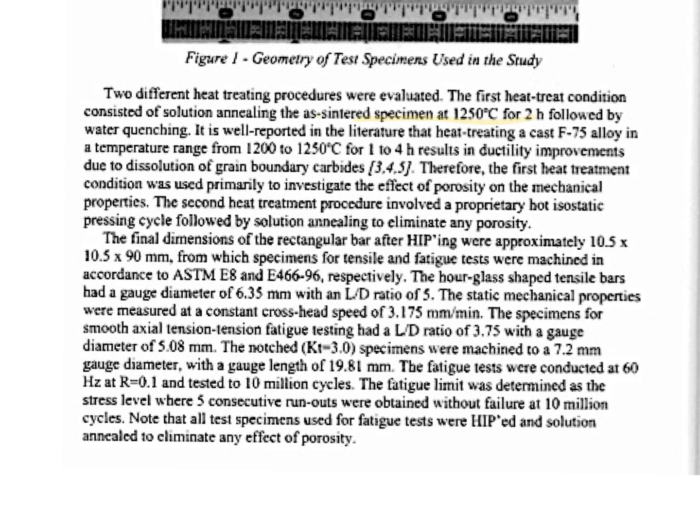See, solution annealing, followed by water quenching. This is something they do in metallurgy. They drop things out of a furnace into water. That's nice if you can do it. The temperature range is from 1200 to 1250. Ductility improvements due to dissolution of grain boundary carbides.